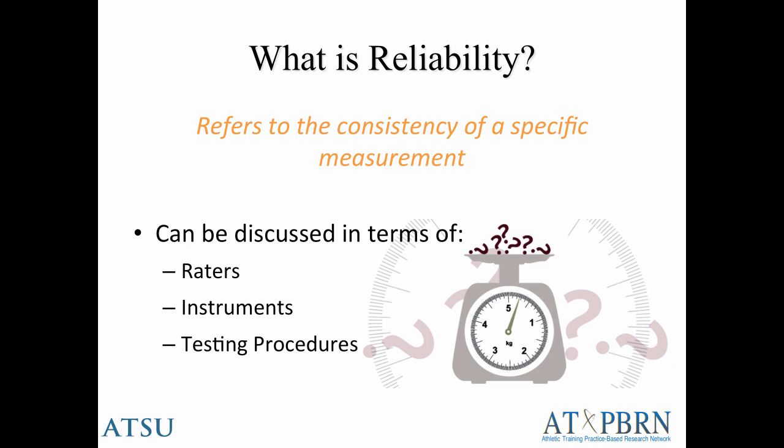So what is reliability? Reliability refers to the consistency of a specific measurement. Reliability can be discussed in terms of raters, that is, the people or person who is conducting a measurement, instruments, or testing procedures. However, regardless of how we are talking about reliability, the global take-home point is that measuring reliability allows us to establish whether a measure or procedure produces results in such a manner that are reproducible and internally consistent. In other words, reliability is important because it allows us to ensure that observed changes are due to an intervention and not a problem within a measure or a procedure.